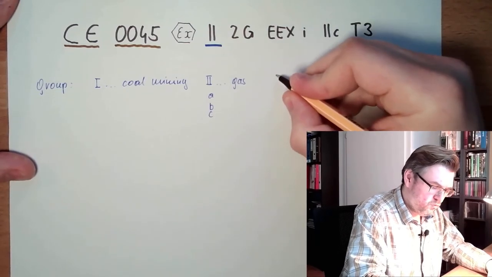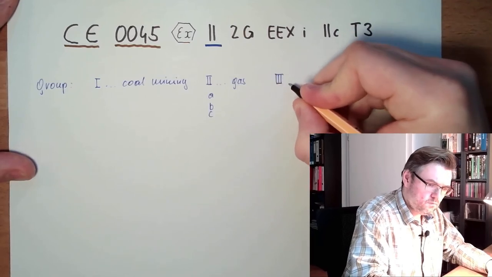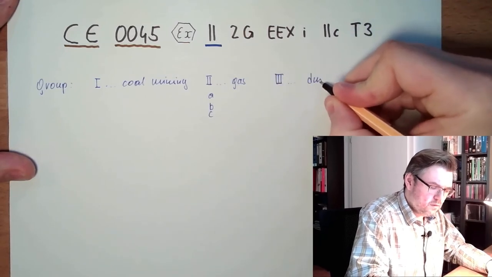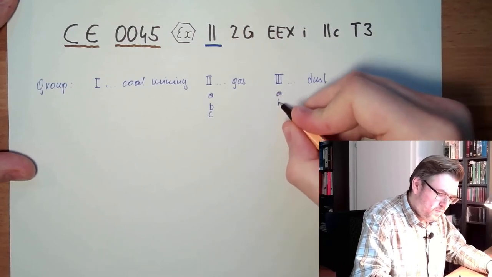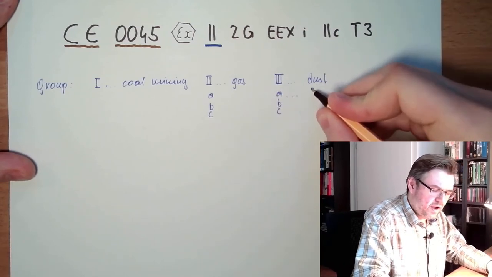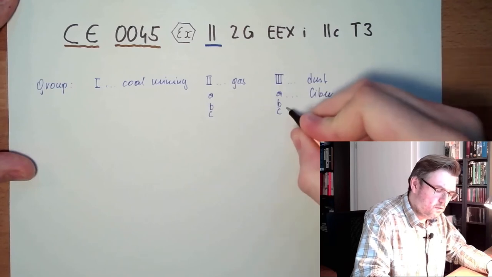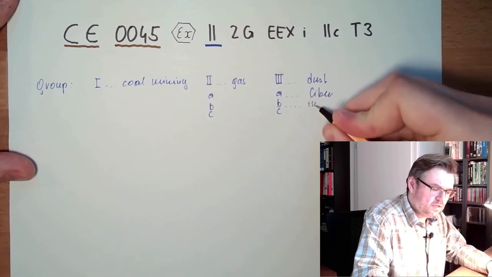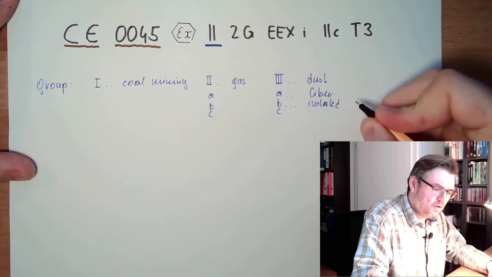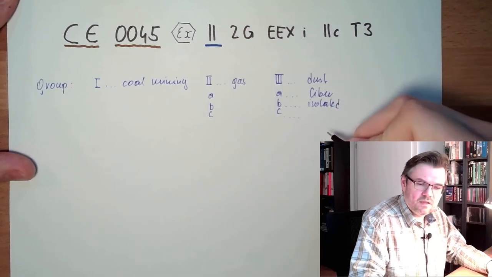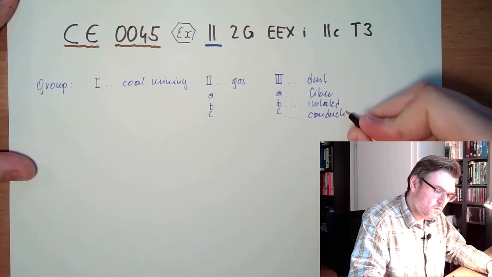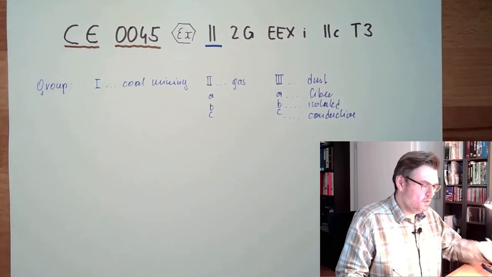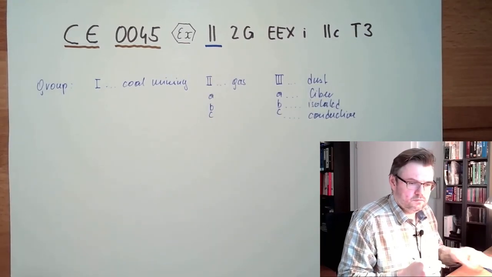And then there's the group 3, which means dust. Okay, and there's also A, B and C. A is fiber. B is isolated dust, and C is dust which is conductive. This is the group. Okay?